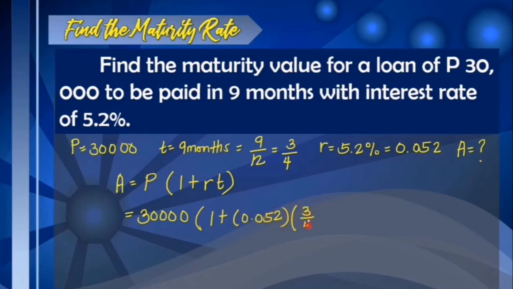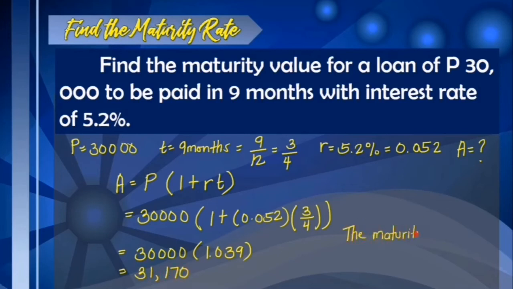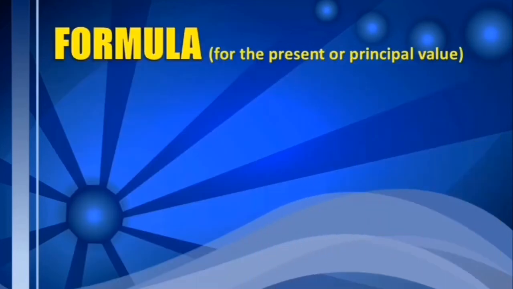Simplify, we have 30,000 times 1.039. This is equal to 30,170, and this means the maturity value of the loan is 30,170 pesos. Next formula is for the present or principal value.